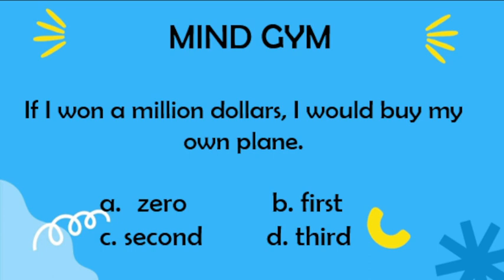Mind gym. Okay, let's see how well you understand. Okay, tell whether the statement is in 0, first, second, or third conditional. If I won $1 million, I would buy my own plane. 0, first, second, or third? Answer, second.